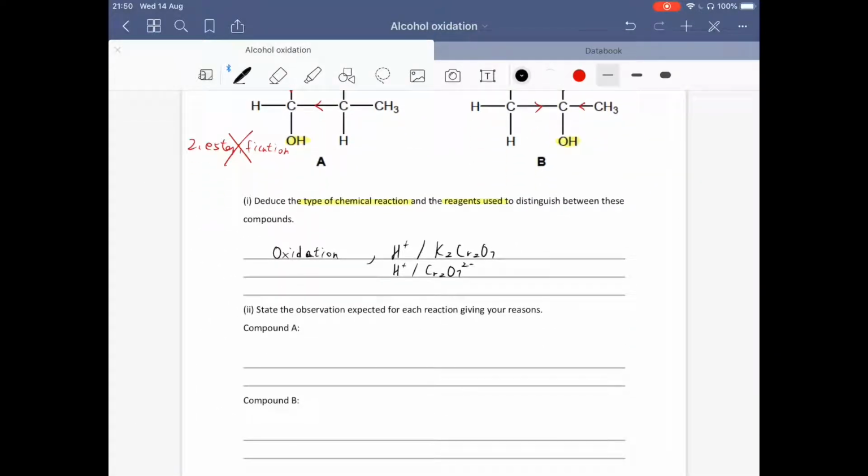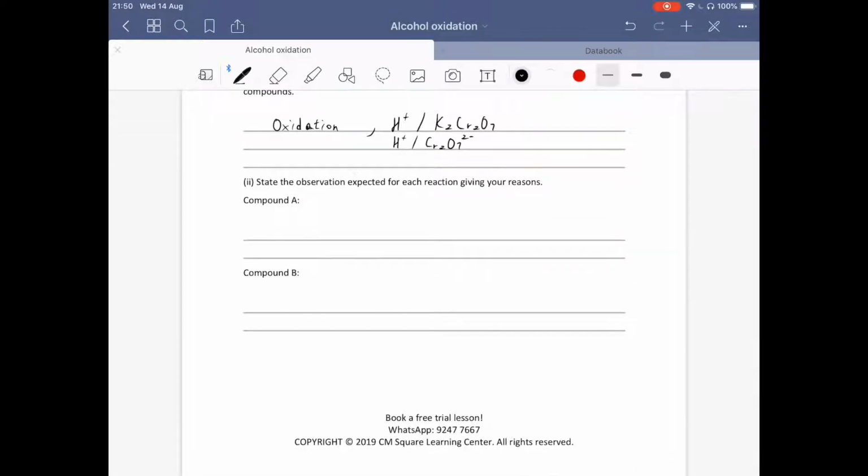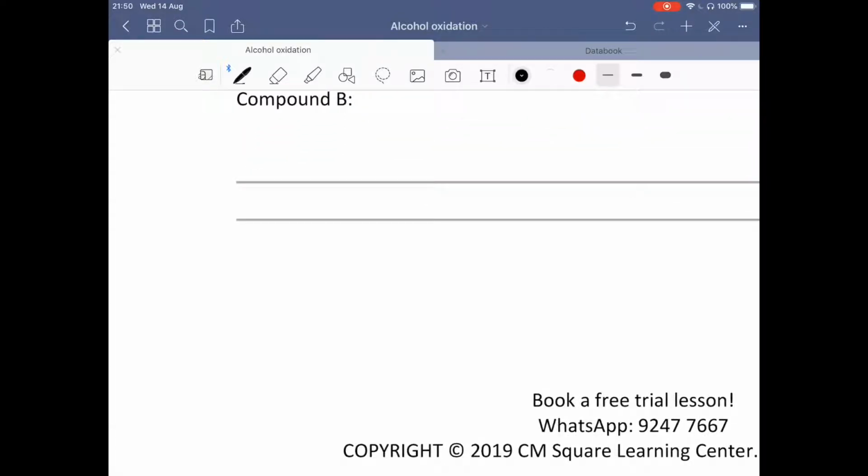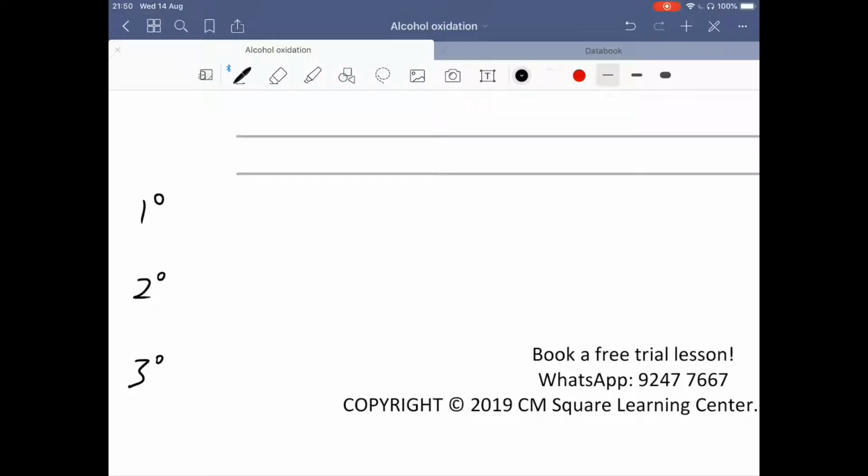And part 2: state the observation expected for each reaction, giving your reasons. For oxidation of alcohol, there are three kinds of alcohol: the first one is primary, and then secondary, and tertiary. Let me talk about tertiary alcohol first. Tertiary alcohol will not undergo oxidation, but primary alcohol will oxidize to aldehyde under distillation.